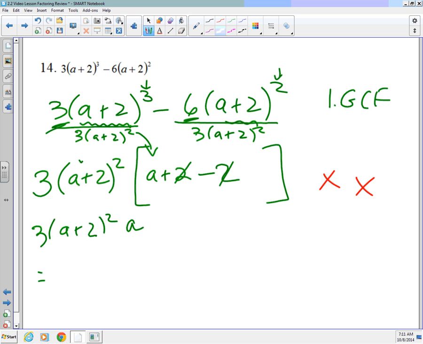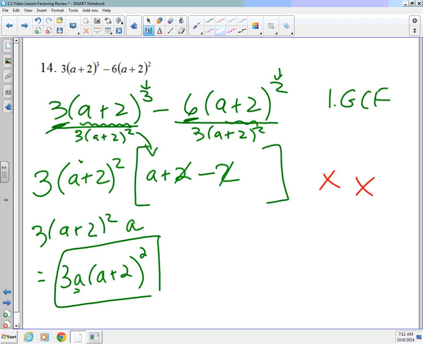And most people would write this as 3a times a plus 2 squared. People like to put the monomial factors in front and the binomial factors in the back. All right, that's it.